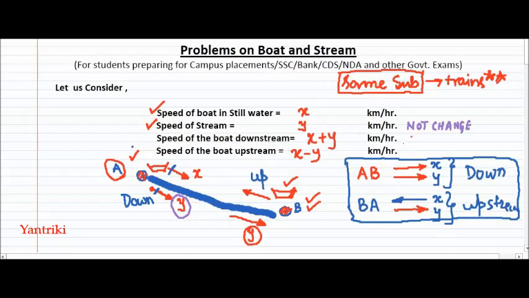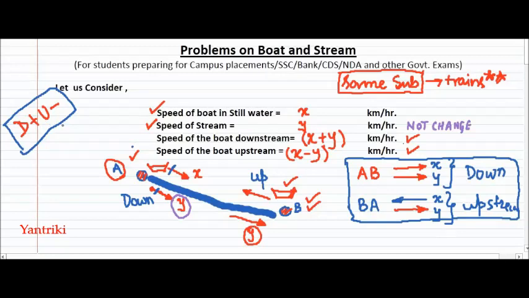If you didn't understand anything, at least remember that in case of downstream we have plus sign, and in case of upstream we have minus sign. So to remember this more easily, I'm writing here D plus U minus. This is what you have to take from here. D plus U minus formula will act.